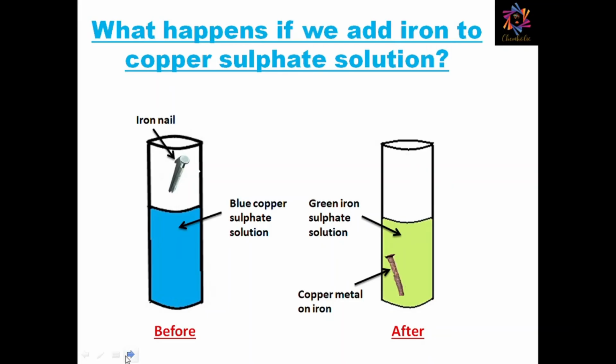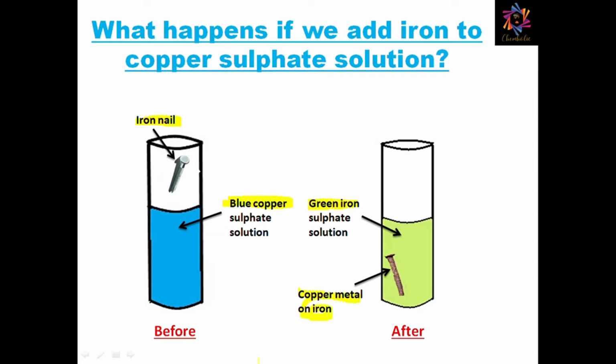So guys, what happens if we add iron to the copper sulfate solution? You can see the change of color of the solution. The blue color of copper sulfate you see here has turned to light green. And also if you see the change in the iron nail, you see a brown coating on the iron nail. This is because of the copper metal which is deposited on the iron.